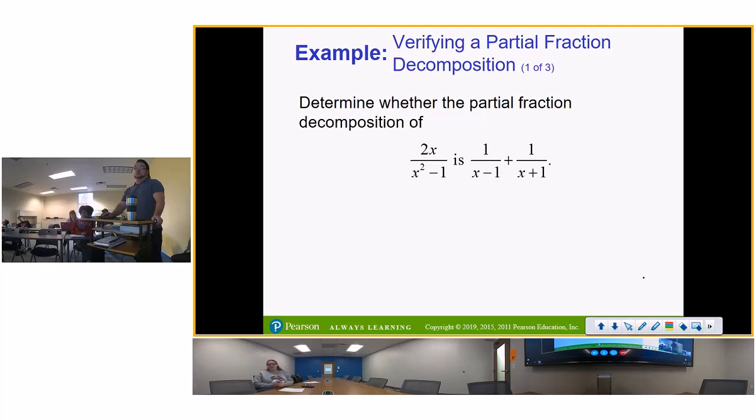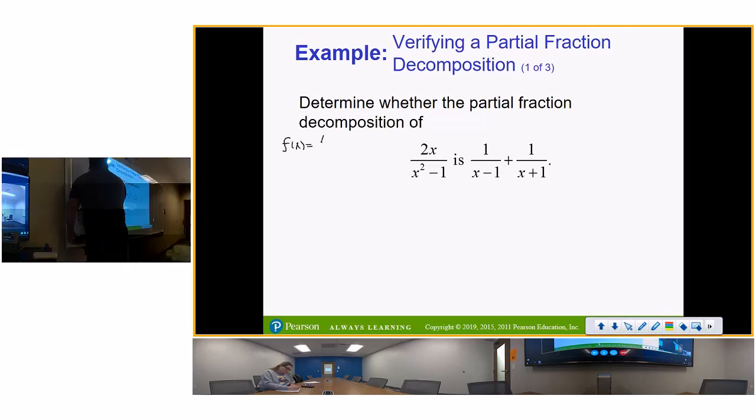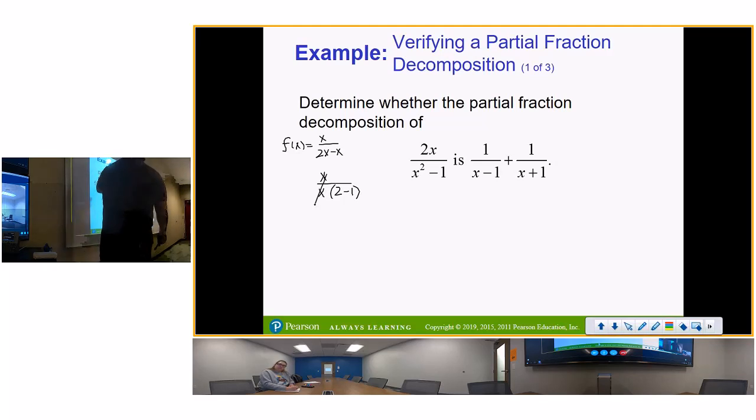All right, sometimes you're given this. f of x is equal to x over 2x minus x. And you can factor out x and get x times 2 minus 1 or whatever. Cancel out. All right, you're given something you can work with. But this one, you can't work with. Why? Because this is 2x over x squared minus 1. So you can't factor out an x down here.